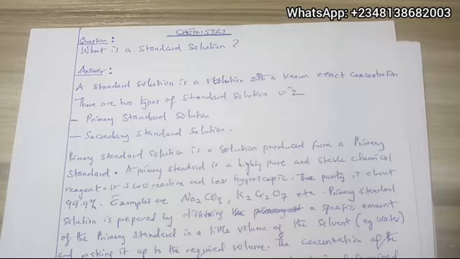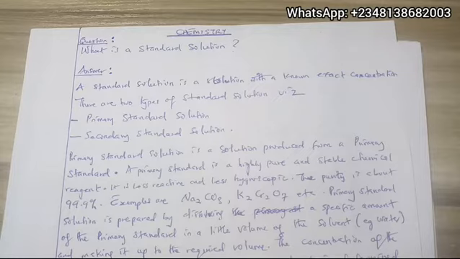Now, what are the examples of this primary standard? Examples are sodium trioxocarbonate(IV), potassium heptaoxodichromate(VI). These are examples of primary standards. Now, how do you produce a primary standard solution? A primary standard solution is prepared by dissolving a specific amount of a primary standard in a little volume of solvent, example water, then making it up to a required volume.